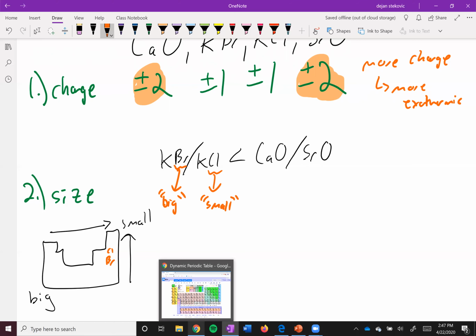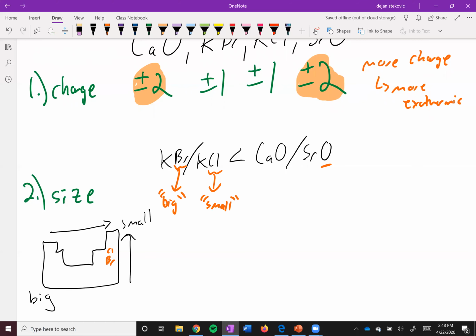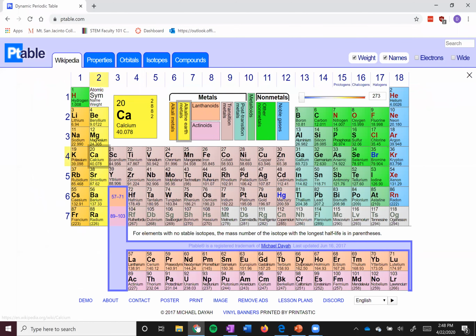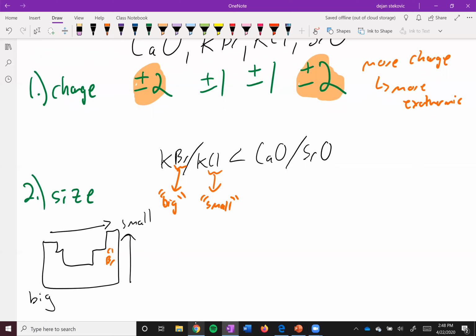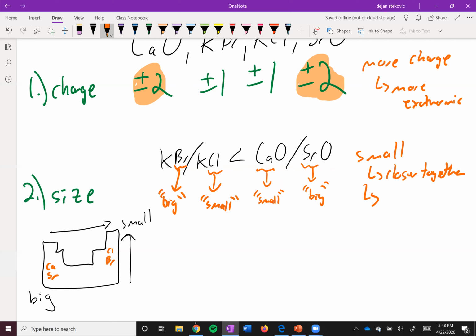And then we do the same thing for this other side. The differentiating factor here is calcium versus strontium. So calcium here, strontium is underneath it. If you think about the trends there, calcium is going to be the smaller one, while strontium is the big one. And so remember, we said small, if they're both small, then they're closer together, and closer together is more exothermic. So the small ones are going to have the more exothermic lattice energy.